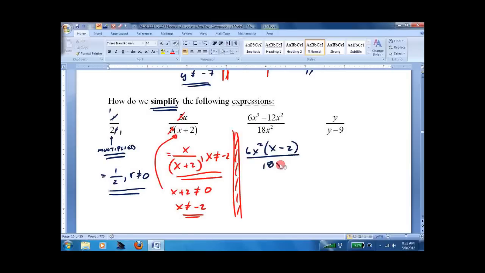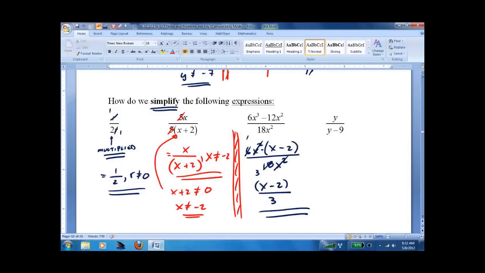And that's over 18x squared. These are being multiplied, so I can reduce. 1 6, 3 6s, x squared, x minus 2. Again, I'd leave it in parentheses, over 3. Oh, great, there's no variable on the bottom. I don't have to worry about excluded values.